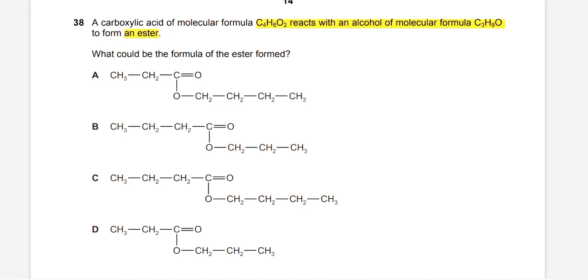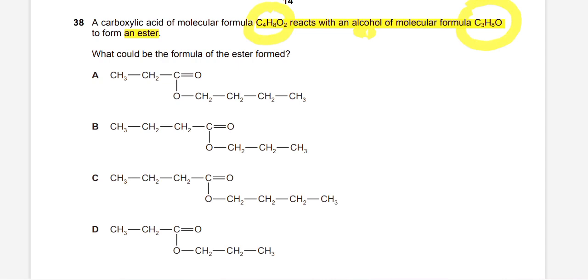A carboxylic acid of molecular formula C4H8O2 reacts with an alcohol of molecular formula C3H8O. The alcohol has this formula, and the carboxylic acid has this one, and they react to form an ester.